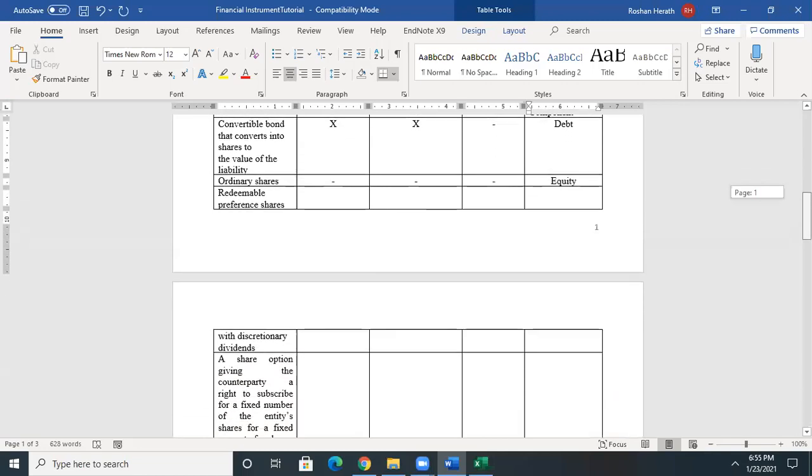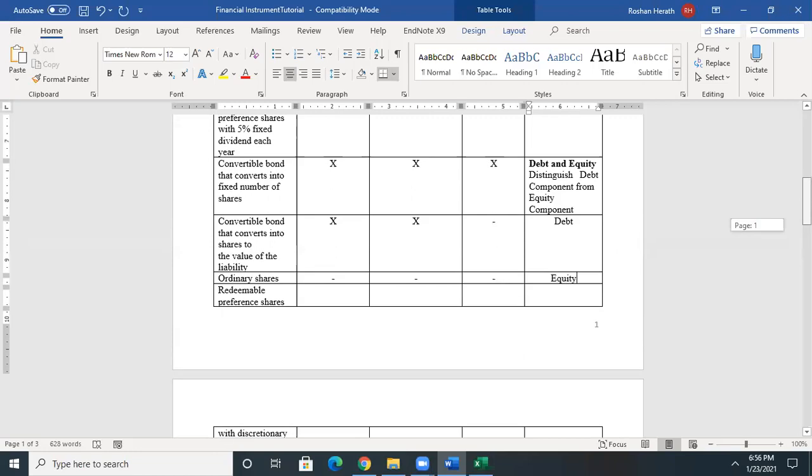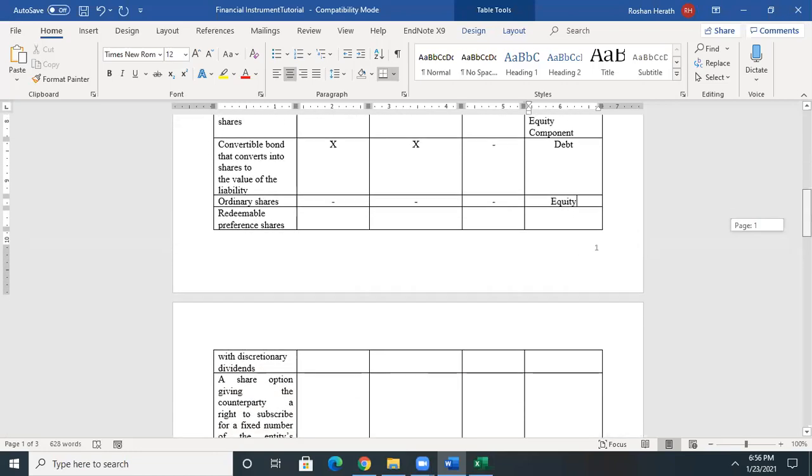Then what about the redeemable preferentials? Redeemable preferentials with discretionary dividends. It's redeemable. If it is redeemable, so it's going to be what? Does the entity have an obligation for the principal? Yes, it does. If it is redeemable, they have an obligation. But when it comes to the dividends, do they have a fixed commitment? No.